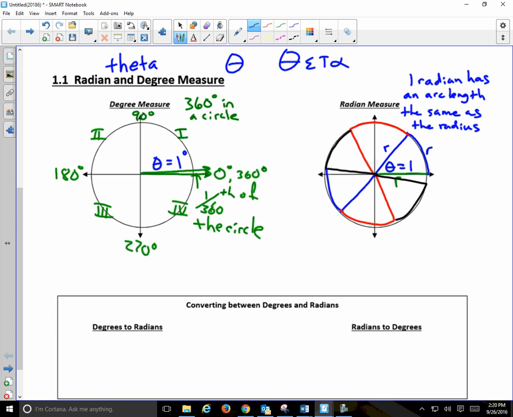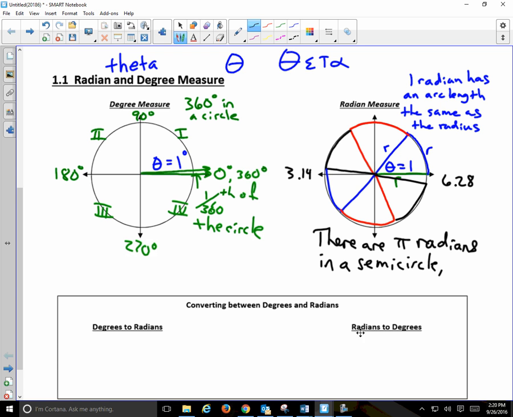Do you know how many radians fit inside a circle? Aha moment should come on at some point. 6.28 radians in one circle. How many radians fit in a half a circle? Pi. There are pi radians in a semicircle. There are 2 pi radians in a circle.